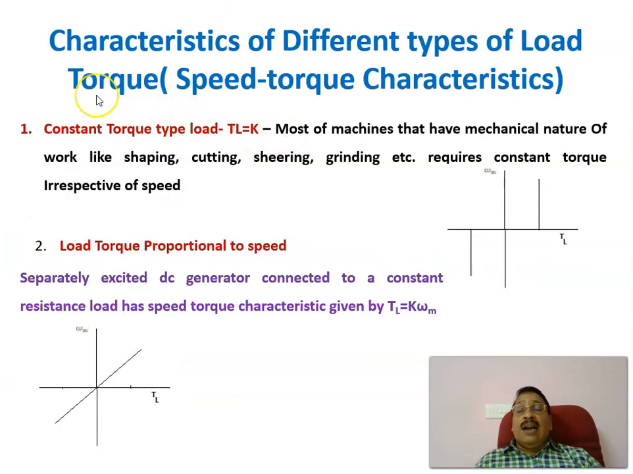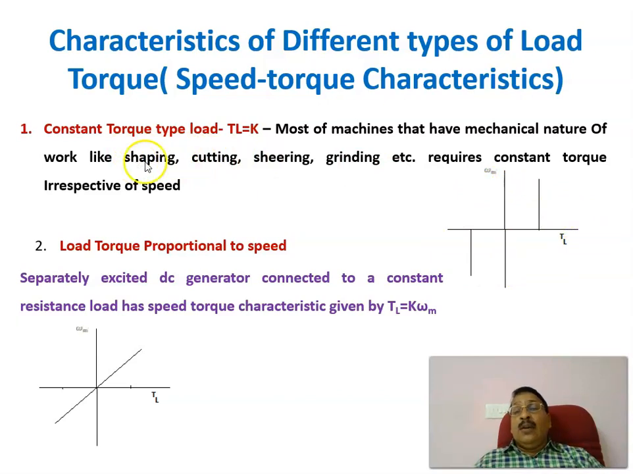In previous slides we have seen different components of the load torque. Now let us see the characteristics of different types of load torque, represented by the speed torque characteristics. First one is called constant load torque, that is TL equal to a constant K. Most machines that have a mechanical nature of work, like shaping, cutting, shearing, grinding, require constant torque irrespective of the speed. Whatever the speed, torque should be the same.